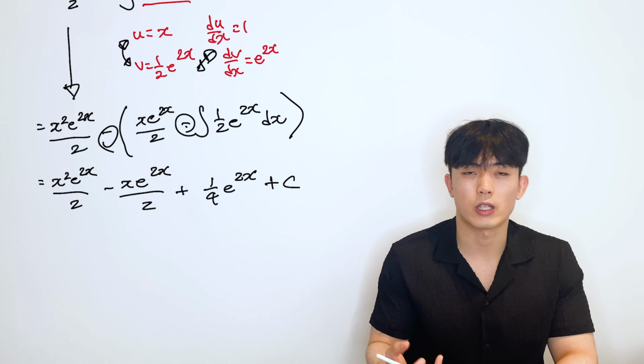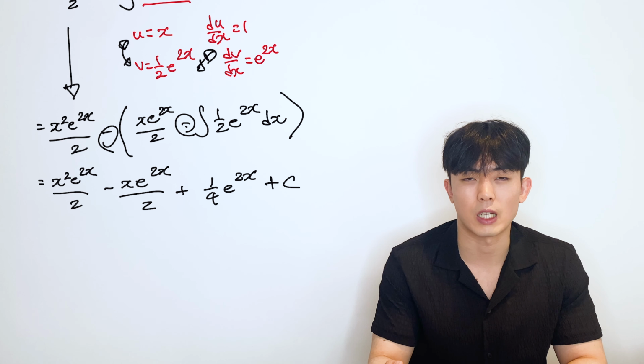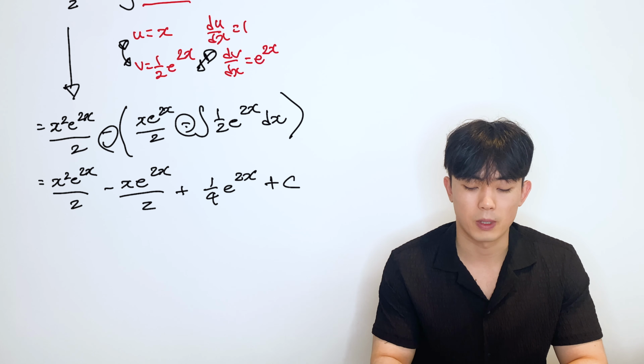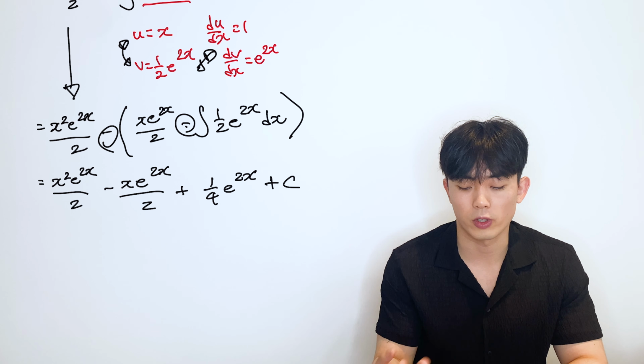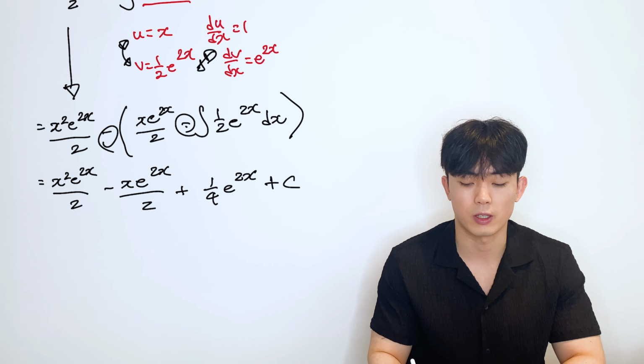So you might have to do it 2 times, 3 times. They won't even ask you to do more than 3 times in the exam question paper. But as long as you set the right u and the right dv by dx, then you will always be able to just follow the formula and integrate in most questions.